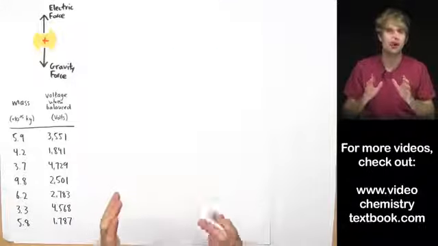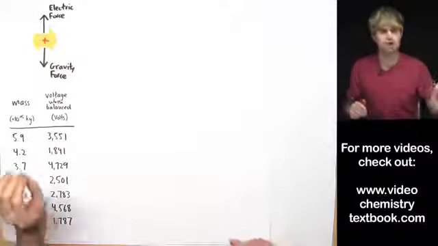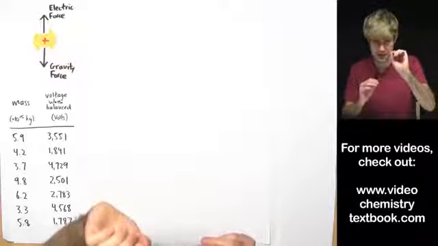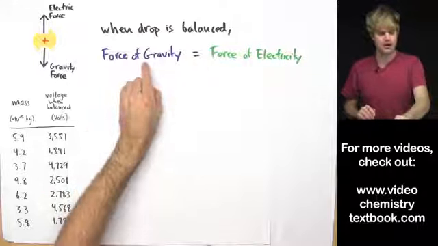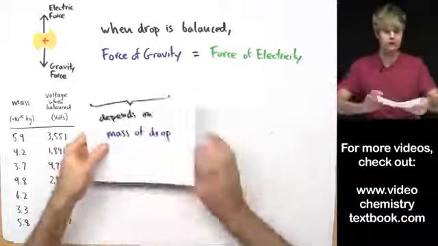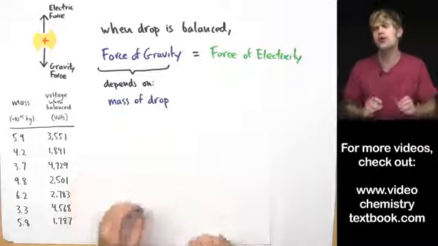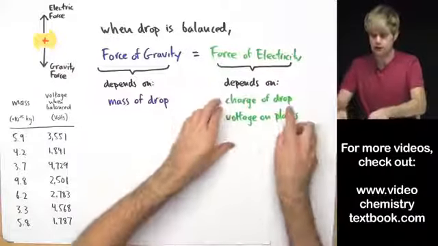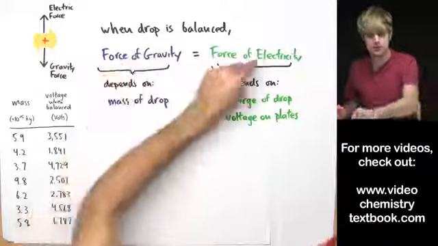Now here's how they figure out what the charge of an electron is. Okay? They have all of this different data. For each drop, they have its mass, and they have the voltage that's required to balance it steady. Now, we can say that when the drop is balanced, the force of gravity equals the force of electricity. The force of gravity depends on the mass of the drop, as well as a few other things that we don't want to have to worry about here. The force of electricity depends on the charge of the drop and the voltage on the plates. And remember that when the drop is balanced, these two things equal each other.